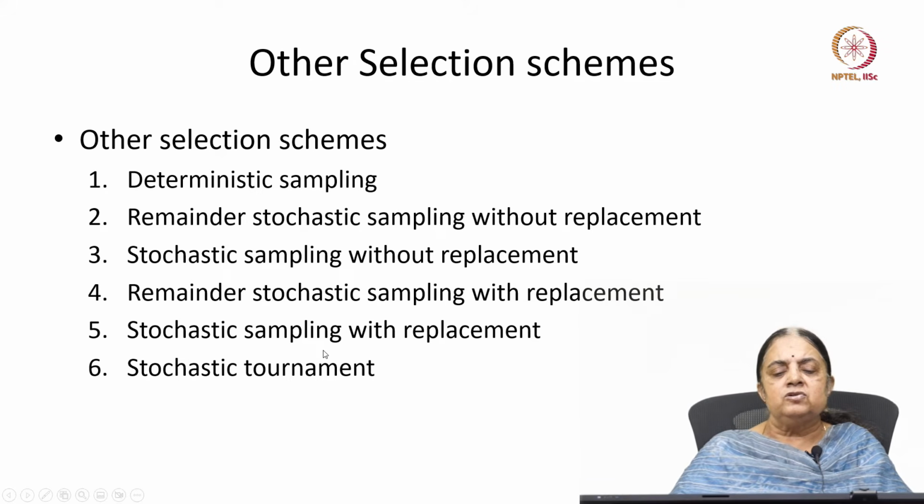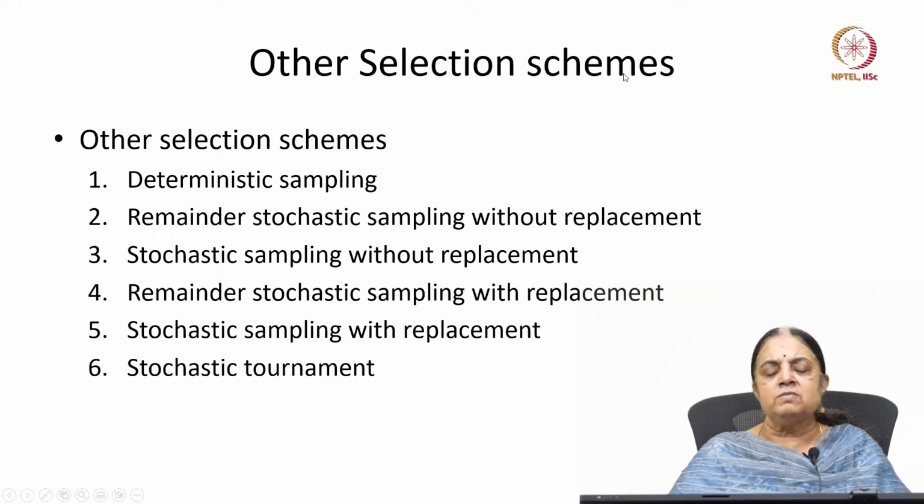There are a number of selection schemes that we can talk of here. One is what is called deterministic sampling. The second one is remainder stochastic sampling without replacement. The third one is stochastic sampling without replacement.